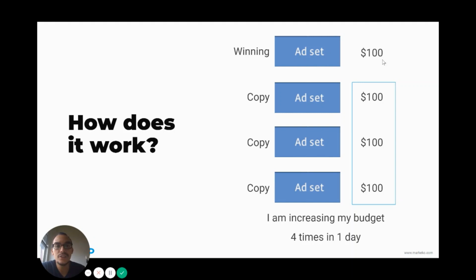So if I'm spending $100 a day on my ad set, when I duplicate it 3 times, I'm increasing my budget 4 times in one day. Why? Because now I have 4 ad sets running with $100. So instead of spending $100, I'm spending $400, but I'm spreading that budget within different ad sets, right? I'm not increasing the budget within the same ad set. I'm duplicating it, and this is the key concept of how you scale budget horizontally, right?